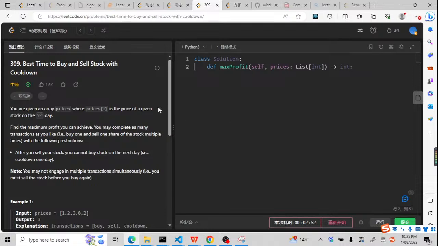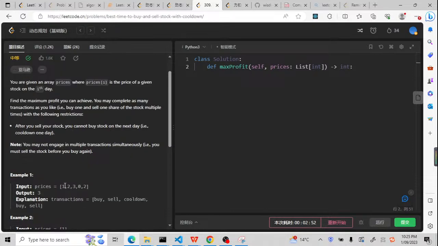Today let's try to solve another Leetcode problem, 309. Best Time to Buy and Sell Stock with Cooldown. Let me explain a little bit about this stock Leetcode problem. Normally for the buy and sell stock, we have a restriction. The constraint is after you sell your stock, you cannot buy stock on the next day, i.e. cooldown 1 day. So it means like this.